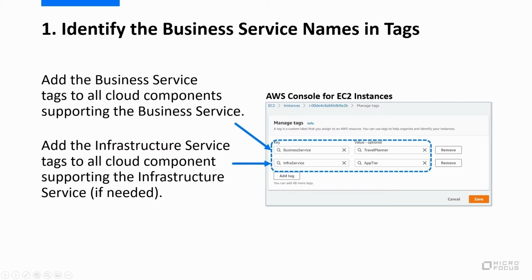What I'm showing you here is a screen capture of the AWS console for EC2 instances, and specifically the ability to manage the tag. So in this particular case, I am giving this tag both the name of the business service that it belongs to, as well as the infrastructure service it belongs to. You can see that the business service name is TravelPlanner and the infrastructure service name is AppTier.